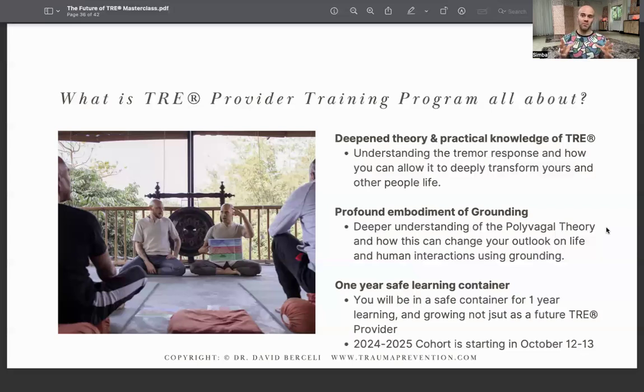And you will be in a safe container for a year of learning and growing, which is not just to become a future TRE provider. It's something that will help you to feel more at home and at ease in everything else that you do. Any area that you show up in life, you will show up with your nervous system. And that's why it's a highly transformative journey.